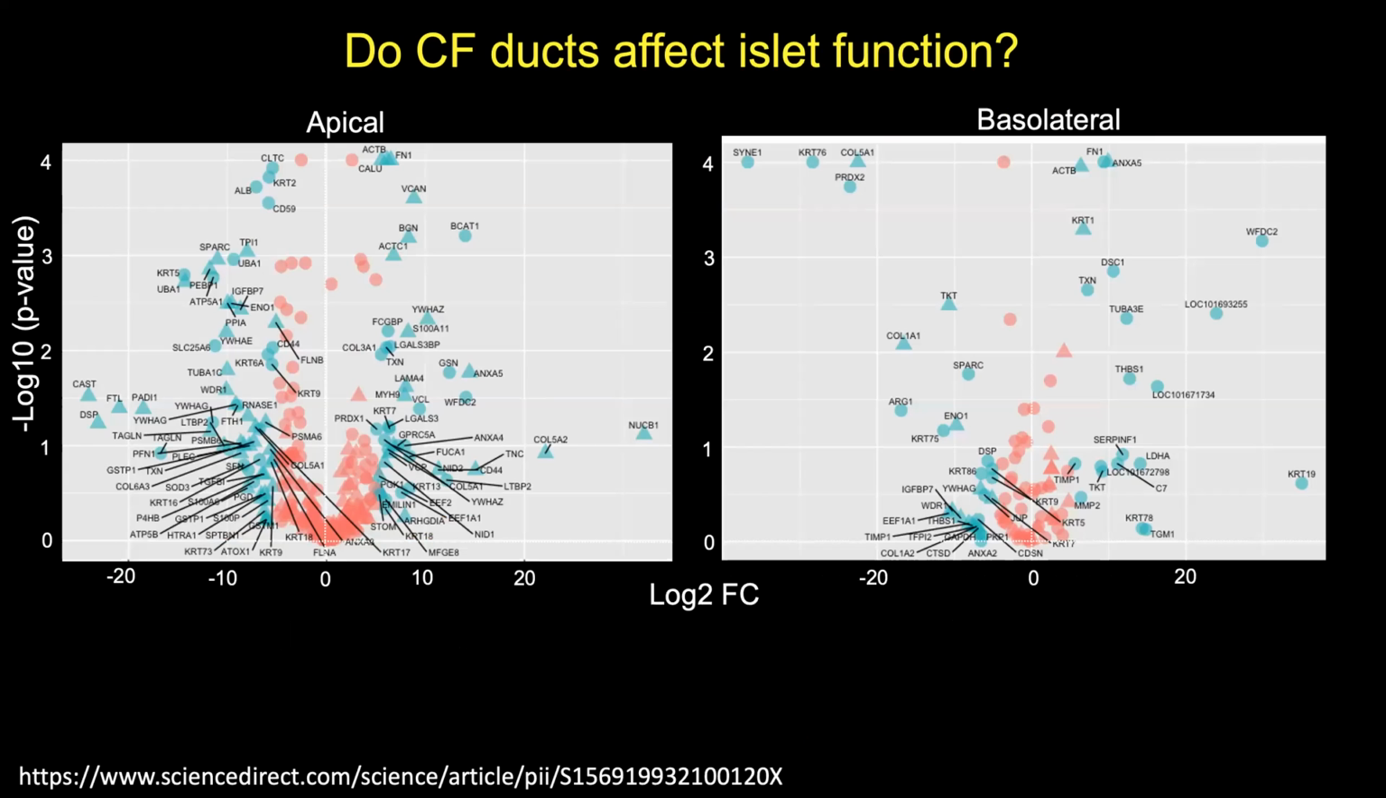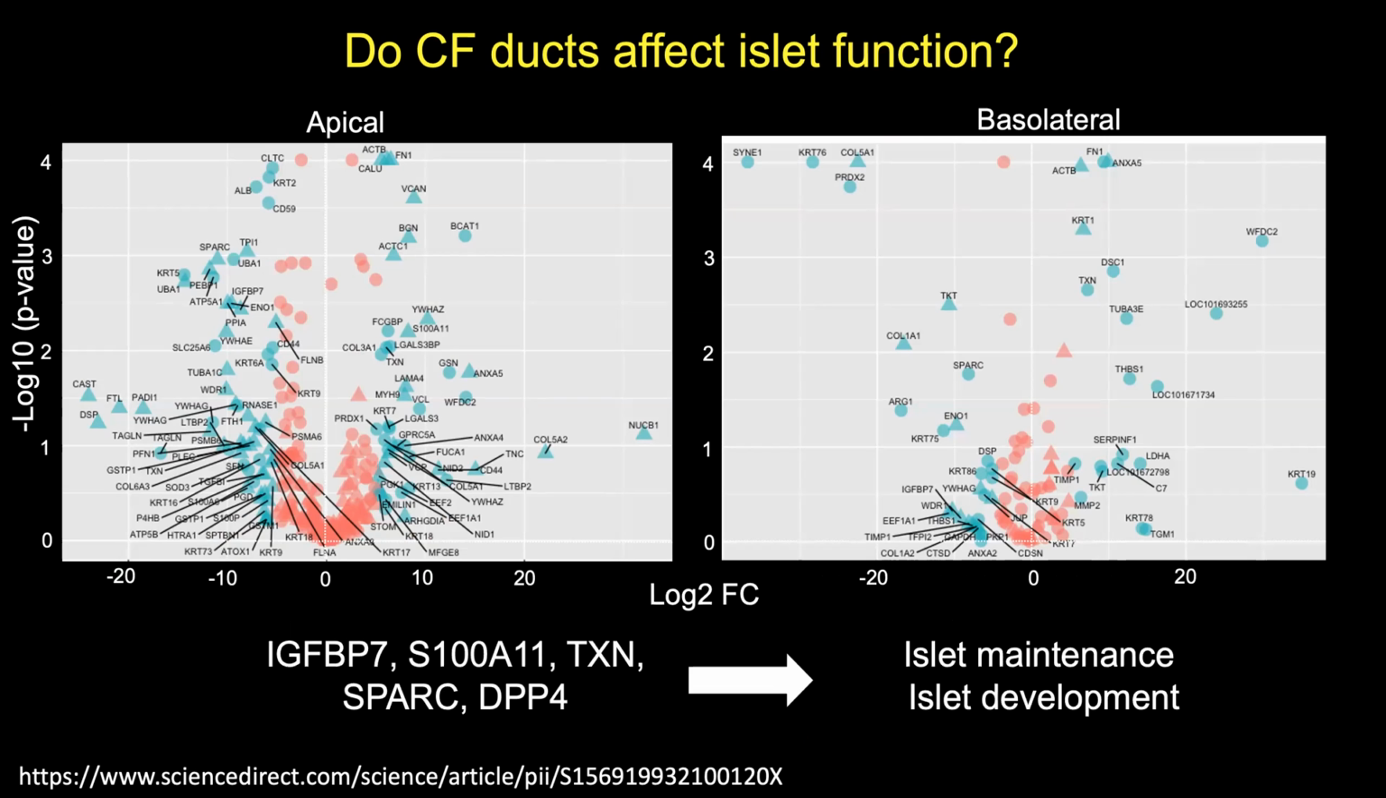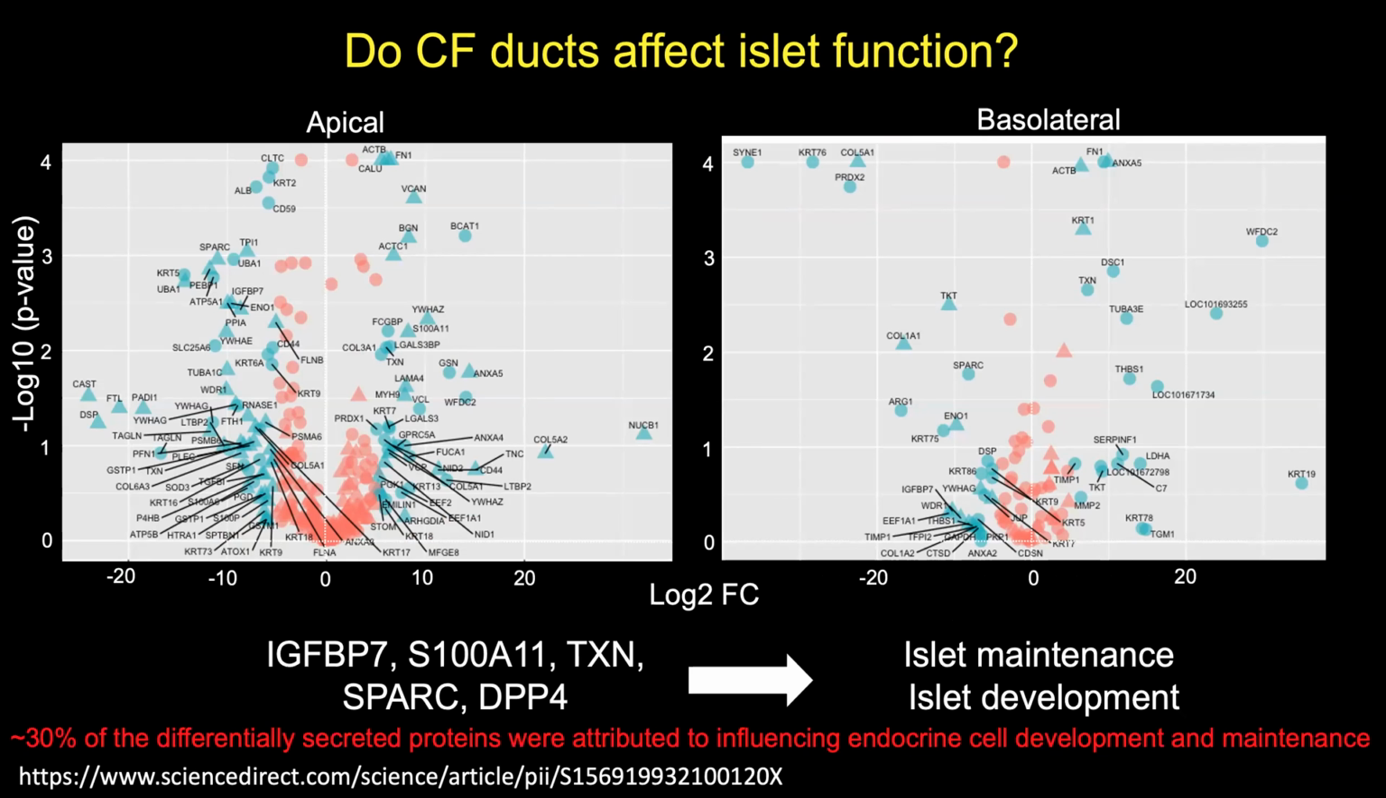The apical secretions contained in CF contained 28 differentially secreted proteins, whereas the basolateral samples had 7 differentially secreted proteins. Now of these, some prominent ones were IGF binding protein 7, S100A11, SPARC, and DPP4, which are known to have an impact on islet maintenance and development. In fact, about 30% of the differentially secreted proteins, or the DSPs, were previously associated with islet maintenance.